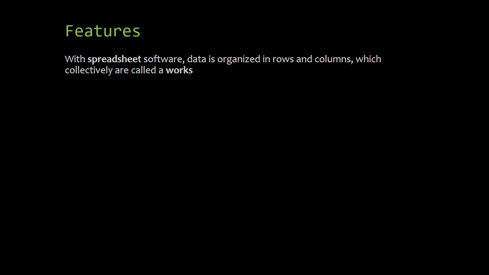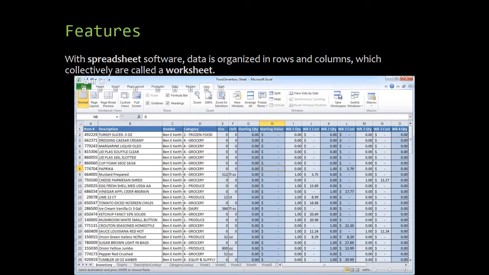With spreadsheet software, data is organized in rows and columns, which collectively are called a worksheet. The intersection of a row and column, called a cell, can contain a label or text, a value or number, or a formula or function that performs calculations on the data and displays the result.